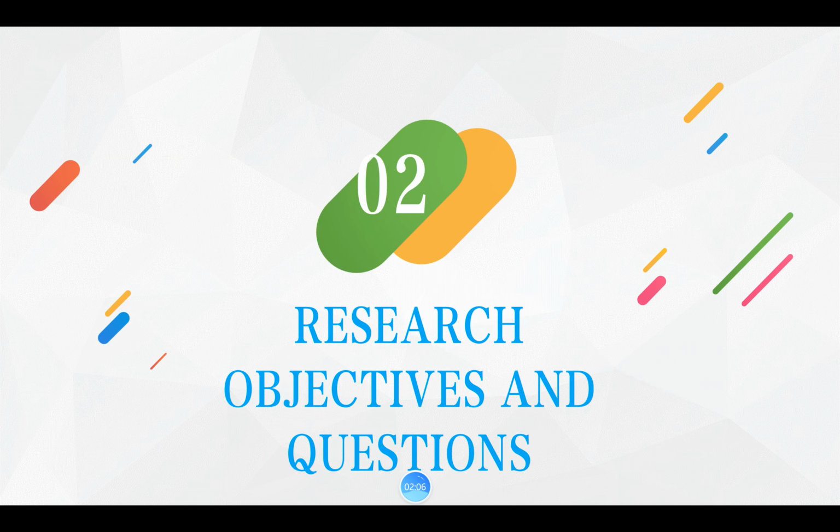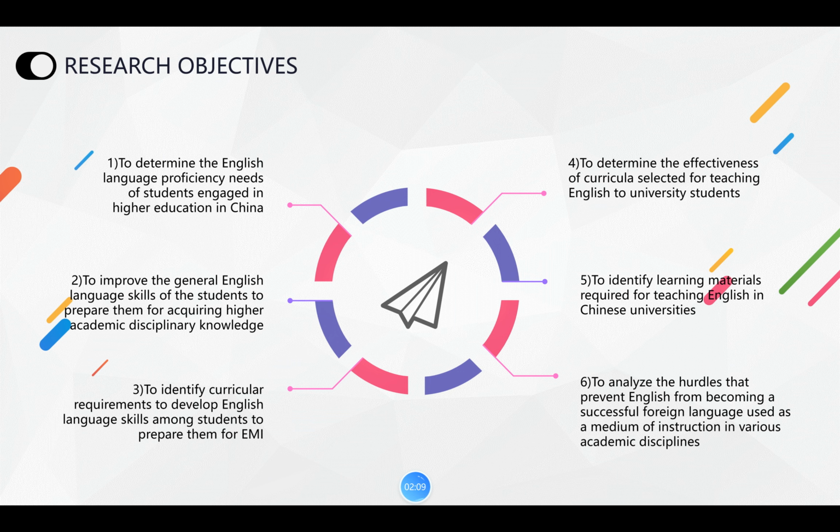Second part is research objectives and questions. And these are the objectives. The objectives of this study are particularly associated with implementing EMI effectively in Chinese higher education institutions and universities. These objectives have been listed in the following. 1. To determine the English language proficiency needs of students engaged in higher education in China. 2. To improve the general English language skills of the students to prepare them for acquiring higher academic disciplinary knowledge.